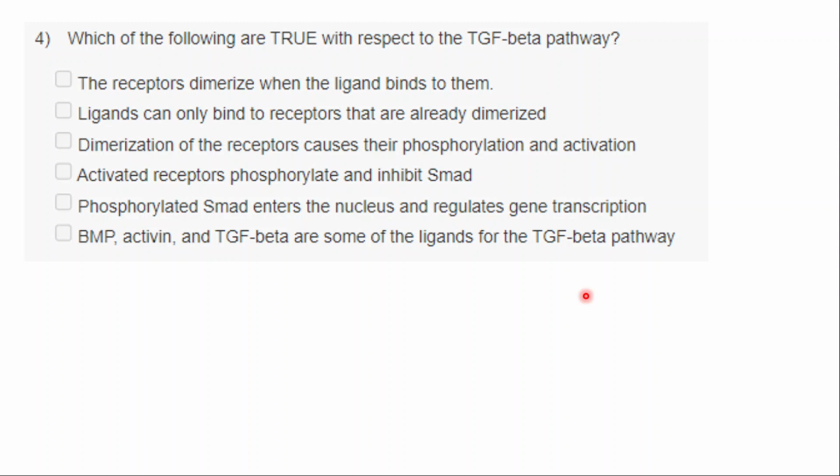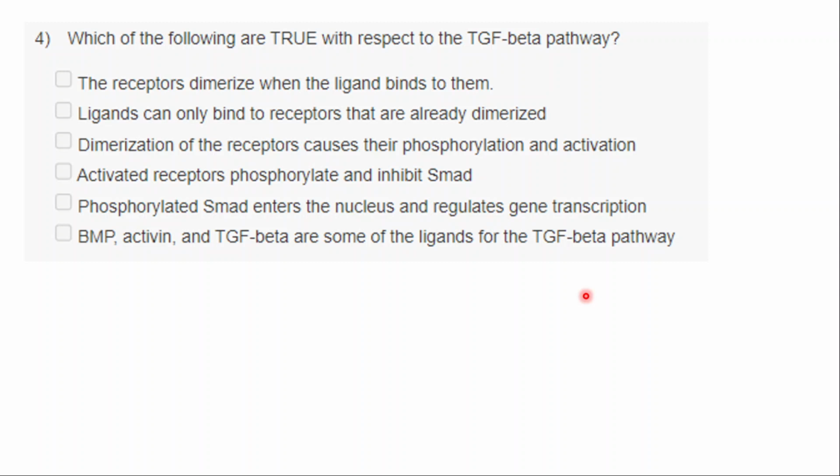Dimerization of receptors causes their phosphorylation and activation. Activated receptors phosphorylate and inhibit SMAD. Phosphorylated SMAD enters the nucleus and regulates gene transcription. BMP, activin, TGF beta are some of the ligands for the TGF beta pathway. Let me tell you that there can be multiple options which can be true. So you have to go through all the statements and put forward your best possible answer.